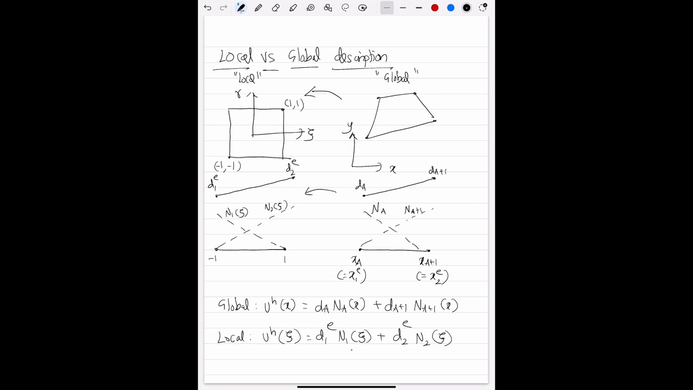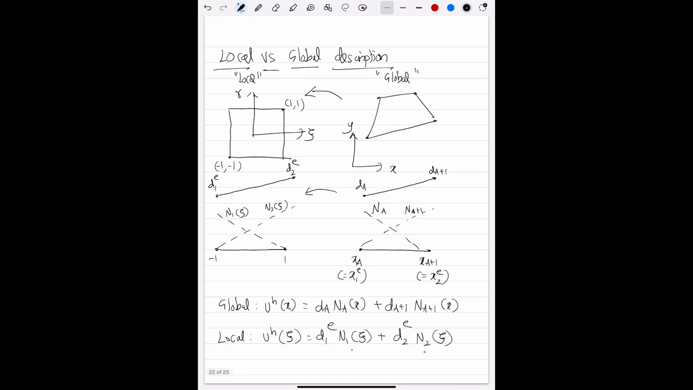So what are these local basis functions n1 and n2? So n1 of psi is given by half multiplied by 1 minus psi, whereas n2 of psi is given by half multiplied by 1 plus psi. Now how do we get these particular relations? So we know that both n1 and n2 are linear, and so they can be written as, say, alpha multiplied by psi plus beta for some constants alpha and beta.